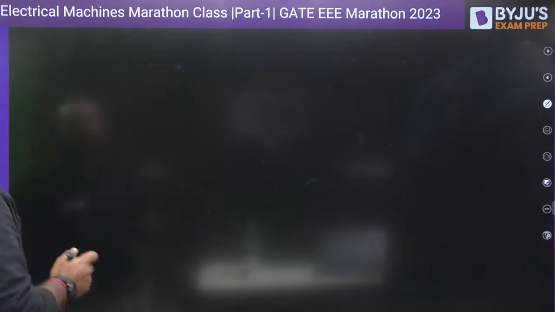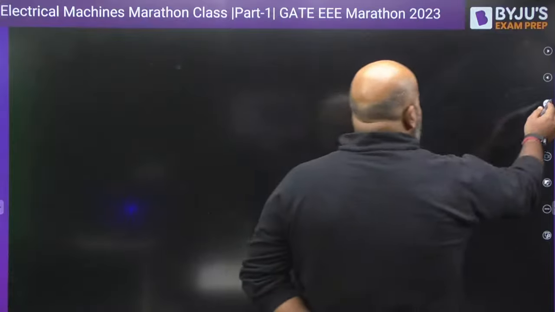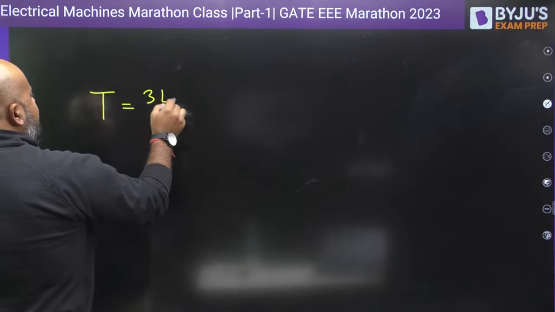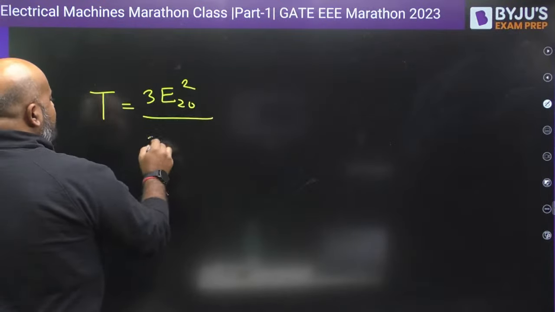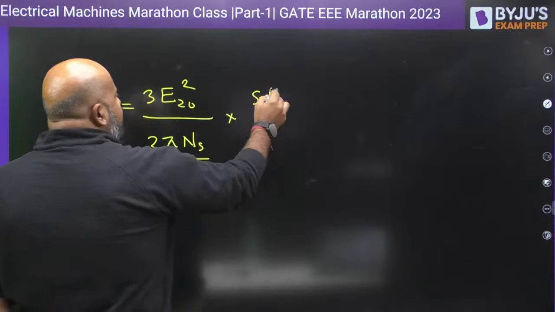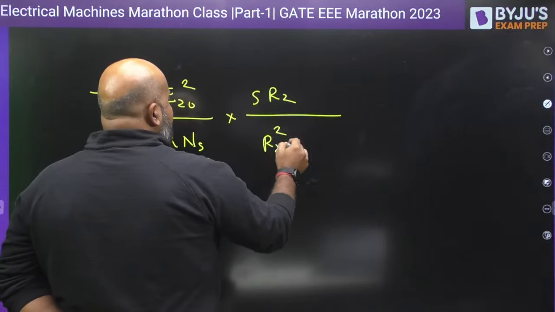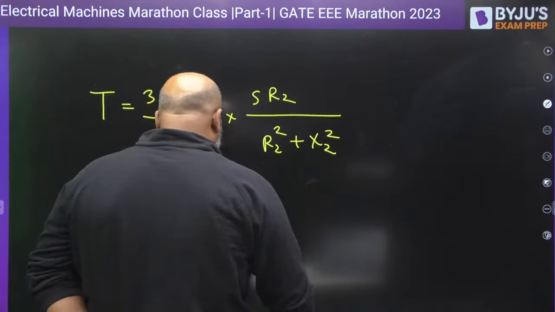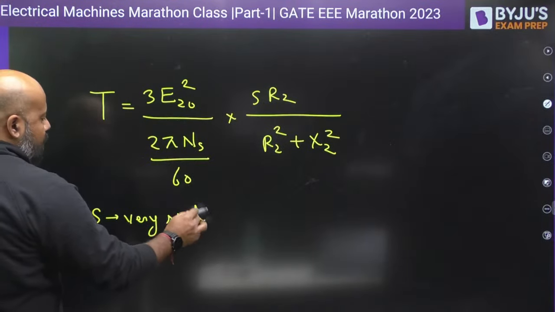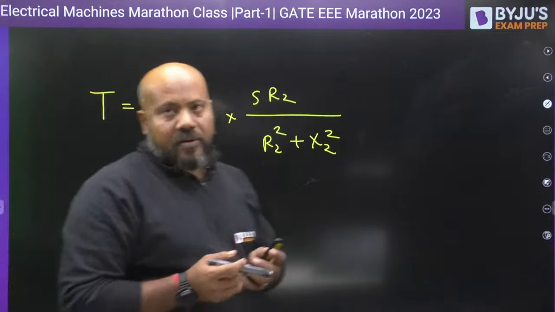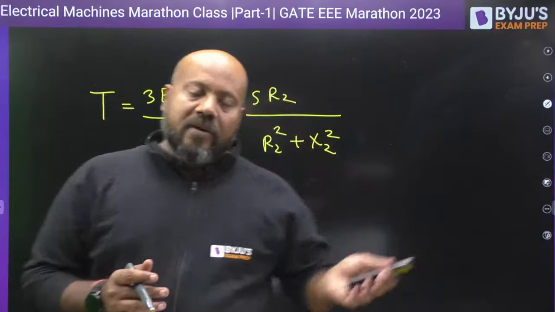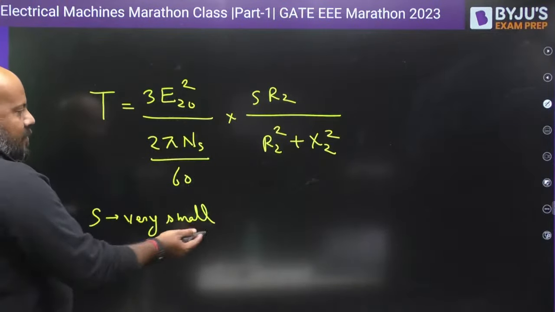Now if you observe the torque equation of the induction motor in general, you can write it as 3 times E2 naught square upon 2 pi Ns upon 60, times slip times R2 upon R2 square plus X2 square. This is the general expression, but you know that slip is very small, as the rotor speed is very close to, or just behind, the synchronous speed. So the difference between rotor speed and synchronous speed is very less.